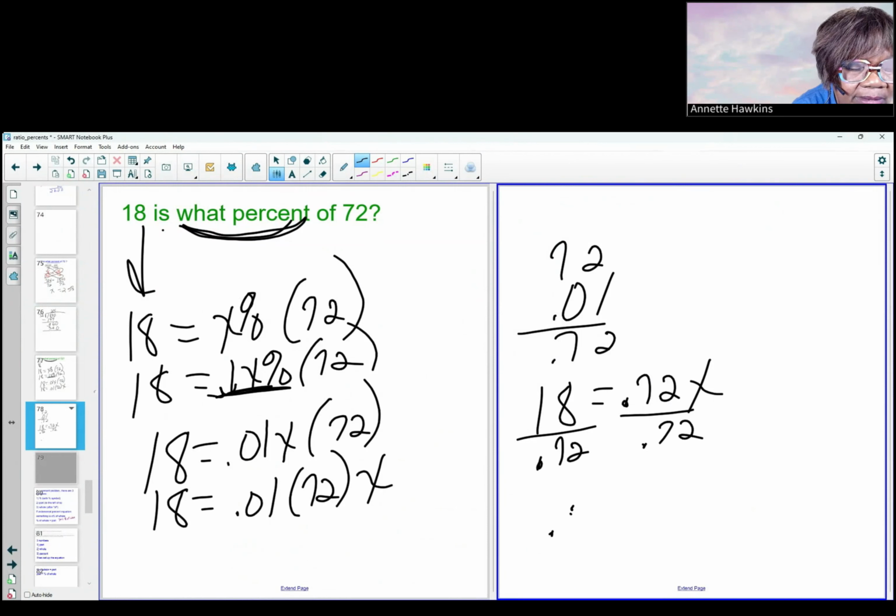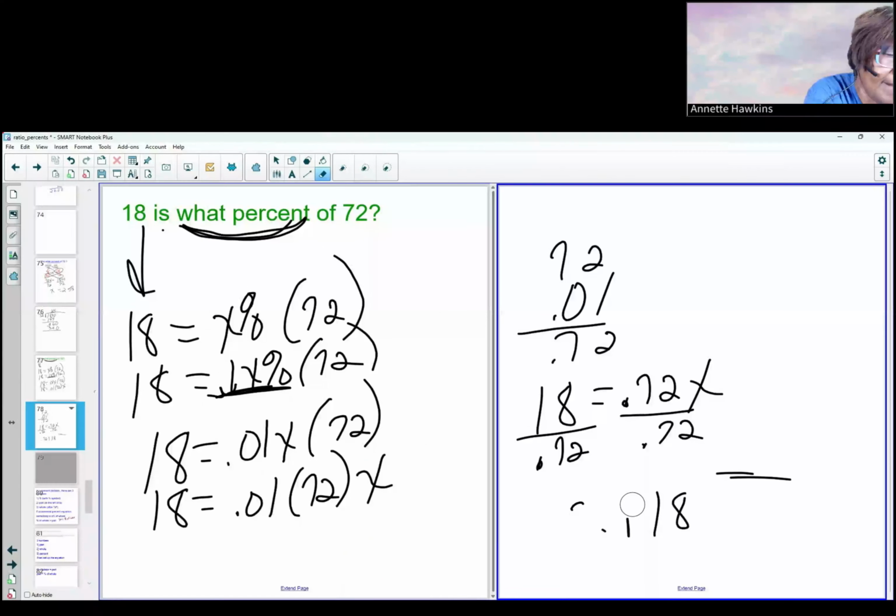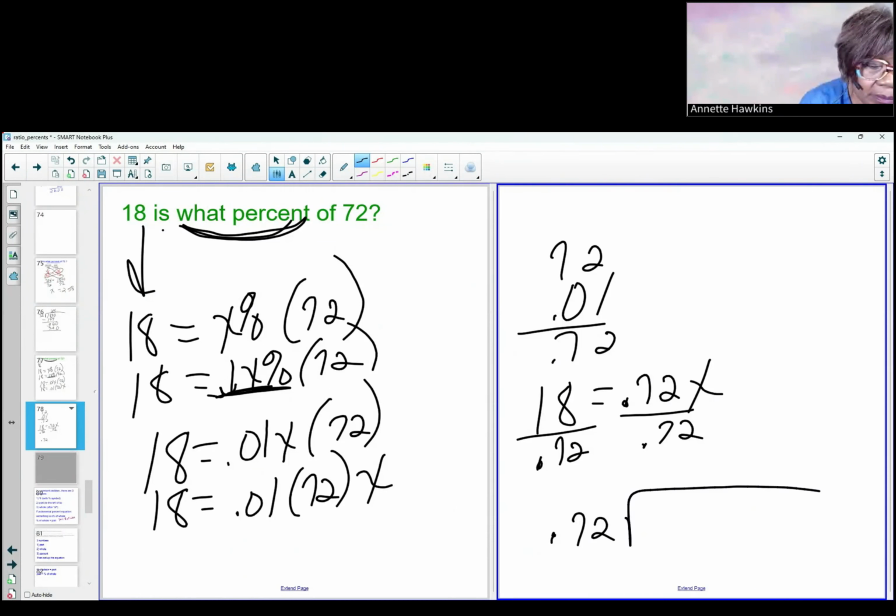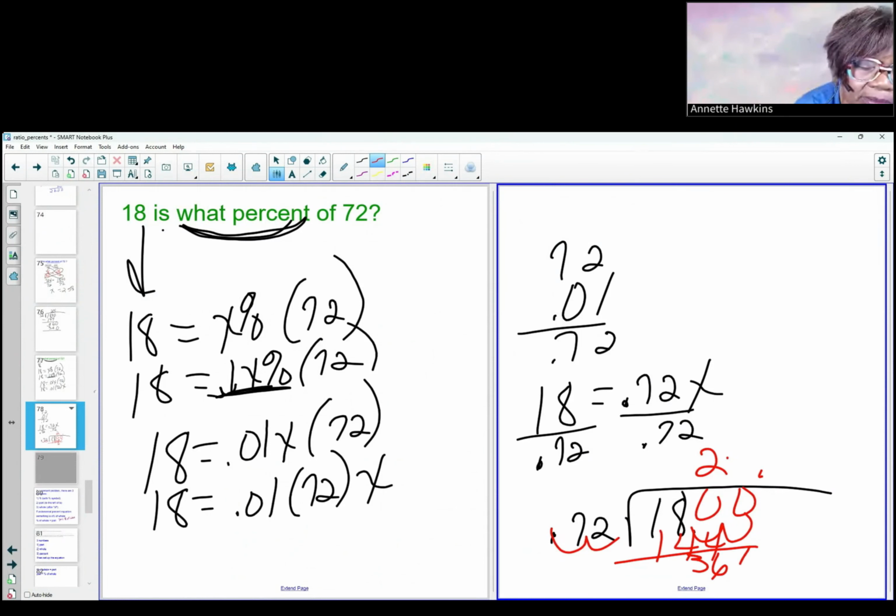So 0.72 into 18. Move the decimal 2 places to the right. 1, 2, 1, 2. Bring it up. 0, 0. All right, so 72 are going into 180 2 times. 2 times 72, 144. 360, 72 and 360. So you get 25%.